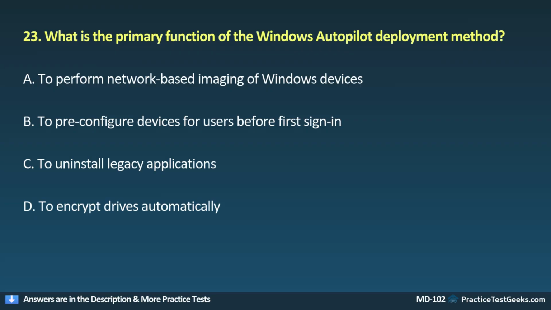23. What is the primary function of the Windows Autopilot deployment method? A. To perform network-based imaging of Windows devices. B. To pre-configure devices for users before first sign-in. C. To uninstall legacy applications. D. To encrypt drives automatically.